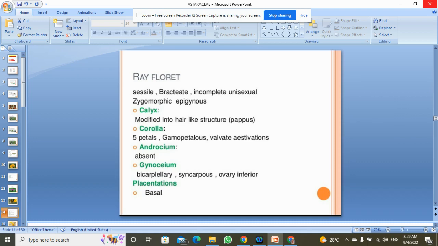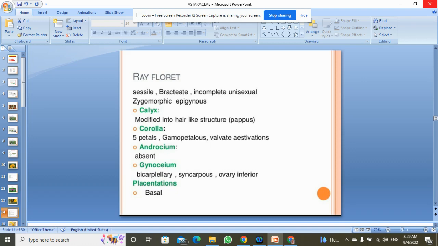And the total flower is called epigynous. Even in the ray floret, the calyx is modified into a hair-like structure, namely pappus, and the corolla has 5 petals, but among the 5, 2 are absent, and the remaining 3 are united in the form of a tongue. That's why they are called ligulate florets. The androecium is absent. Why? Because the ray floret is a female floret. You can see only the gynoecium, not the androecium. That's why you cannot see the androecium.